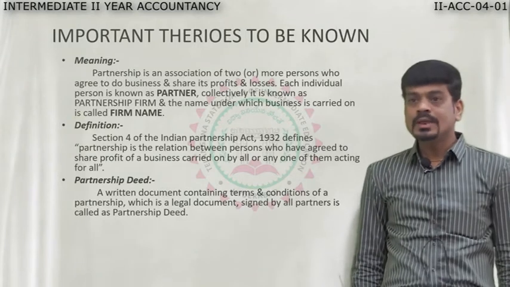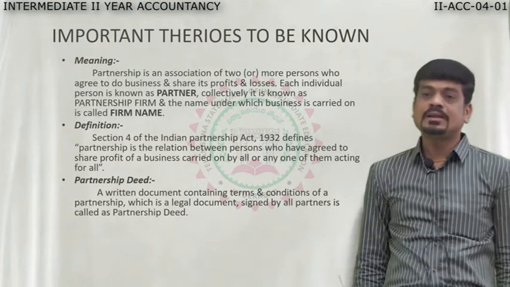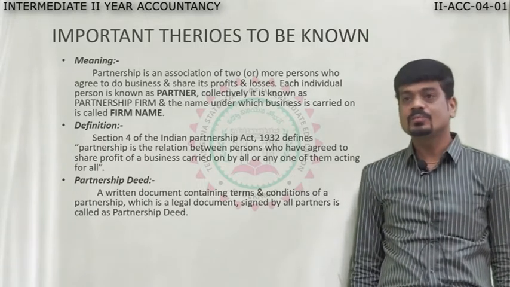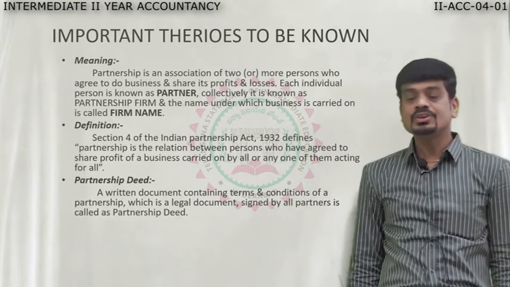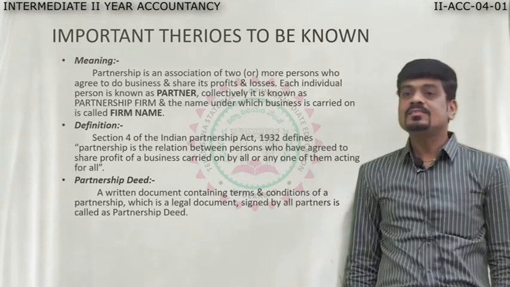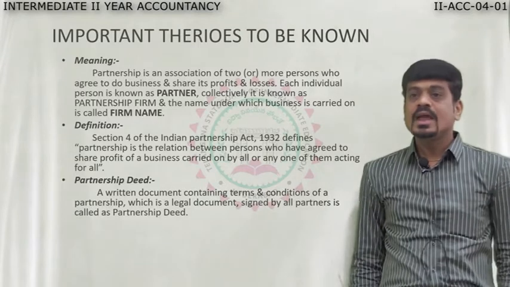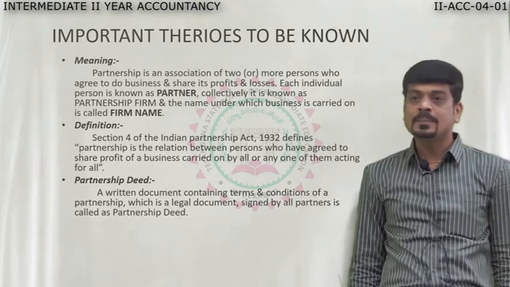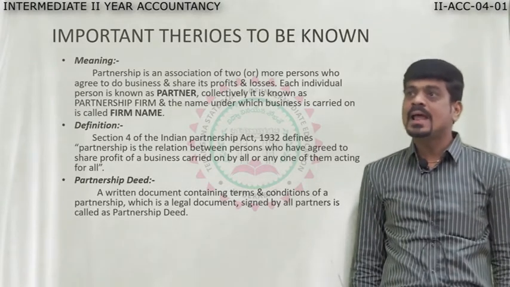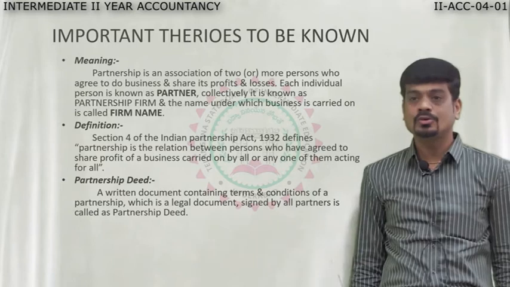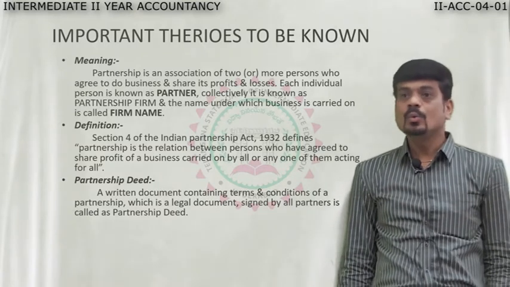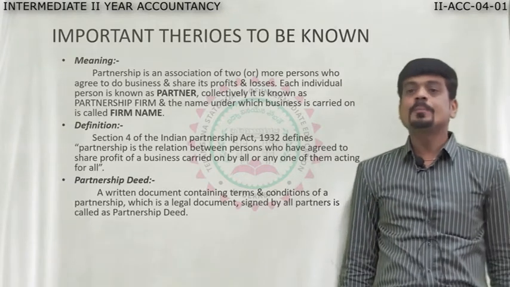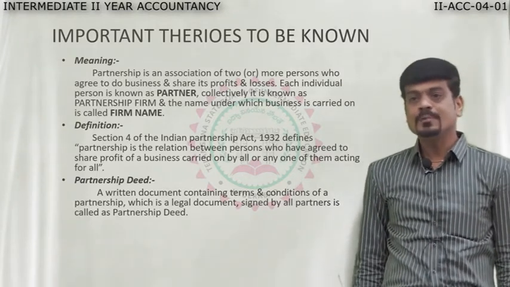But now it is very important to know what the partnership deed is. As you know, it is the relationship between two persons, and this relationship comes into existence as a matter of agreement. Whatever terms and conditions are agreed among the partners have to be put in black and white, that is, in the form of a document. That document, formed for the running of the partnership firm, is called the partnership deed.